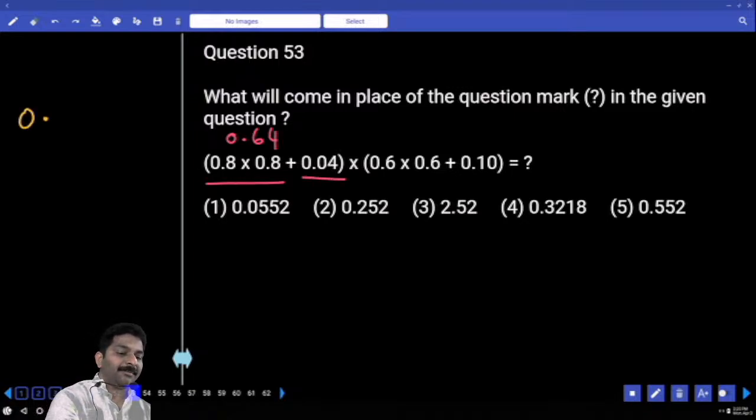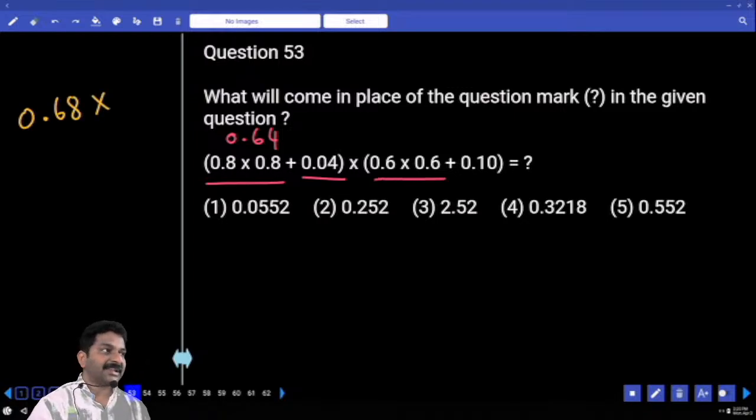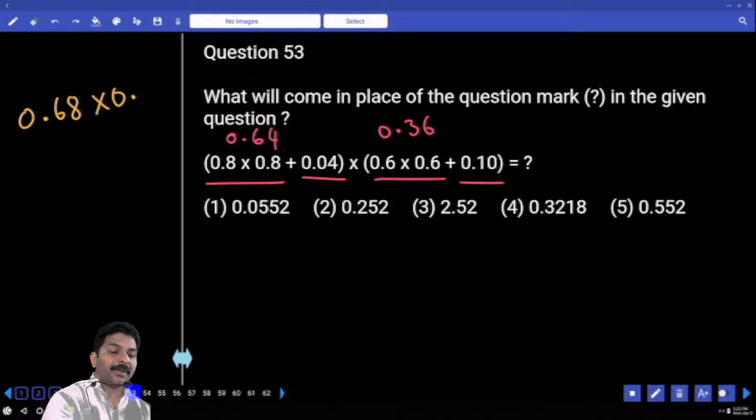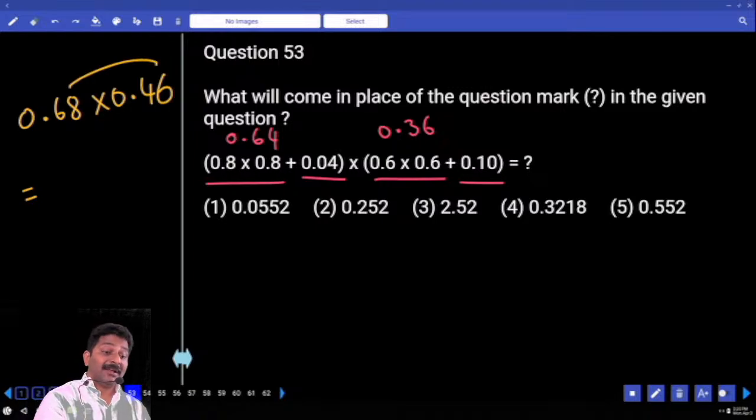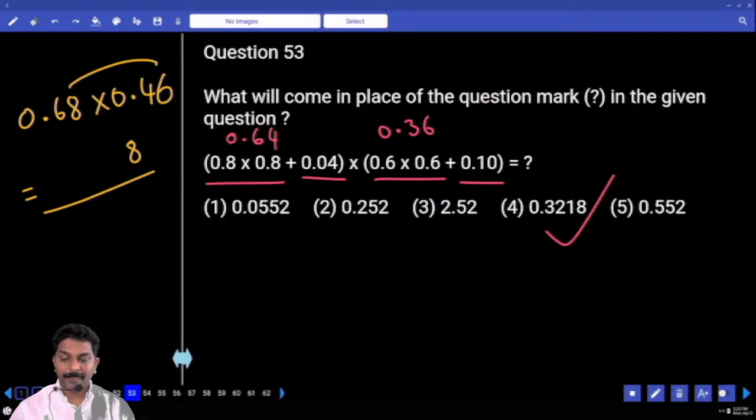Then it becomes 0.64 plus 0.04. That is 0.68 into 66, 36. 0.36 plus 0.10. 0.46. Even in this multiplication also. Forget about decimals. In each number there are 2 digits after decimal. Final number should have 4 digits. Yes? Don't multiply. Verify last digit verification. 6 into 8. Answer must end with 8. How many options are there? Only one.